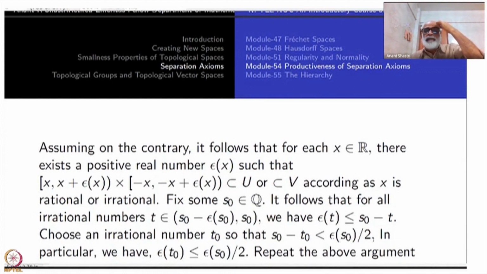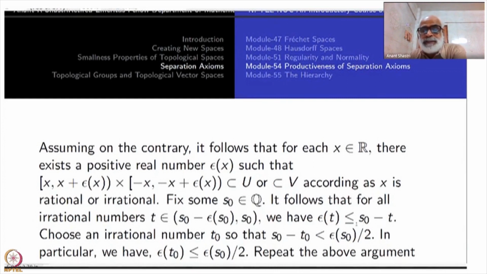It follows that for irrational numbers, we have epsilon T less than or equal to S naught minus T, because otherwise it will go inside V. So this is an irrational number, so this epsilon T is less than S naught minus T. Because I have taken T to be inside this interval, namely slightly smaller than S naught, the corresponding epsilon T cannot exceed that one. U and V are disjoint is used here. So that's why this must be less than epsilon.